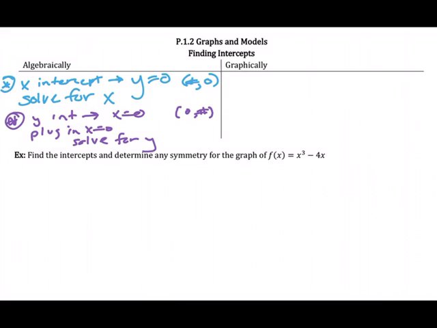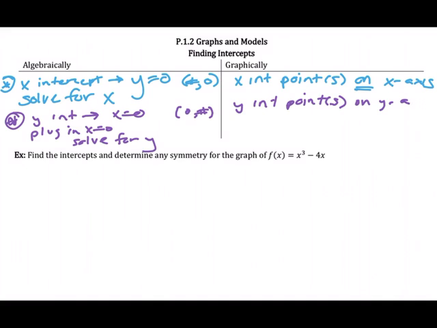Graphically, really what we're doing is we're just looking at the graph to find the intercepts. The x-intercept is the point or points on the x-axis. So we would look for the x-axis and determine where on the graph we are crossing the x-axis. Similarly, for y-intercepts, we're looking for the point or points that are on the y-axis, or that cross the y-axis.